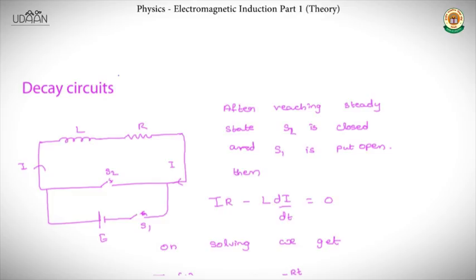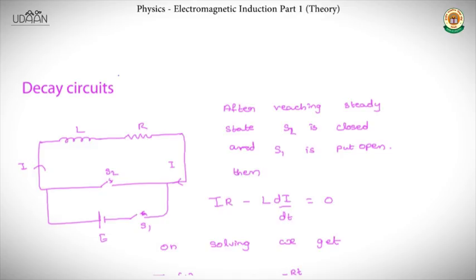Now what happens is the battery is disconnected from the circuit. That's right. Only the resistor and the inductor are present in the circuit. Generally, if the inductor is not there, the current will automatically become 0. True. But because the inductor is there, it will oppose the decrease in current. So the current starts decreasing gradually. It doesn't become 0 instantaneously.